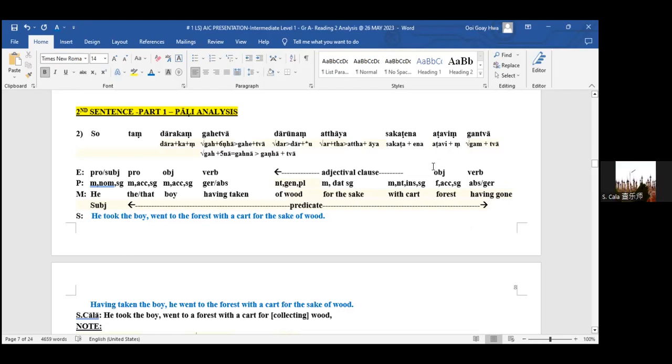He took the boy, and then he went to the forest with a cart for the sake of the wood, right? I think the whole sentence is with the cart for the sake of wood. If you look at the English, he went to the forest with the cart for the sake of wood. So this one is an adverb, modifying the when, you know. It should describe the action, yeah.